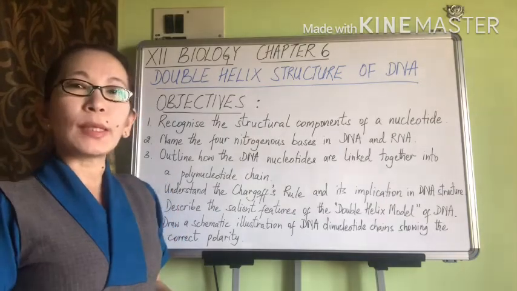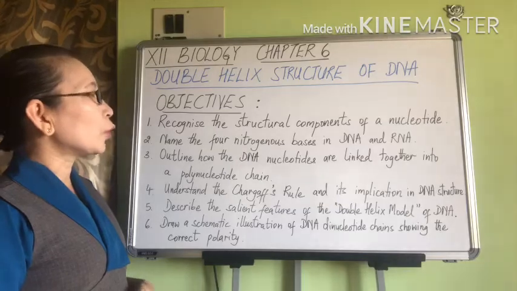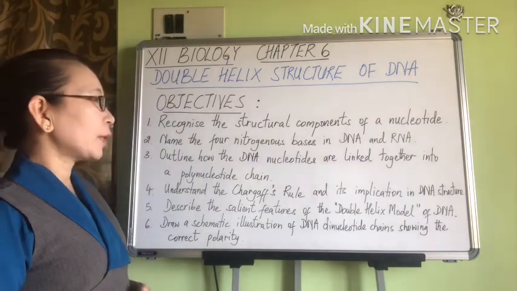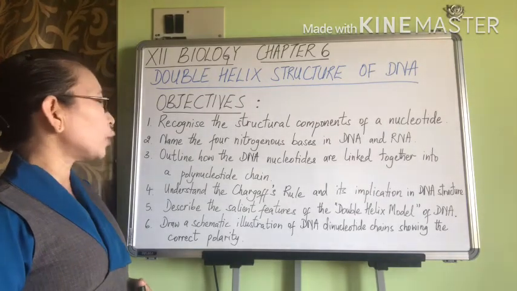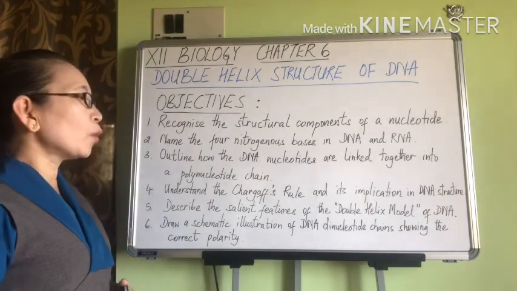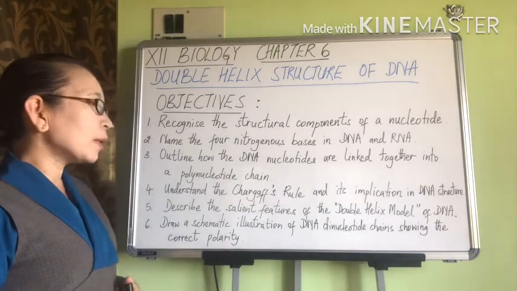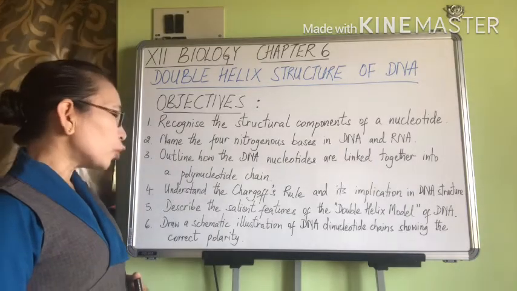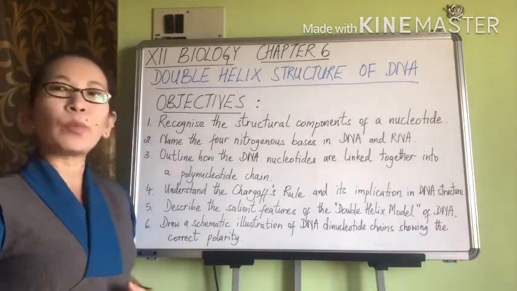And the learning goals of this session are: 1. Recognize the structural components of a nucleotide. 2. Name the 4 nitrogenous bases in DNA and RNA. 3. Outline how the DNA nucleotides are linked together into a polynucleotide chain. 4. Understand Chargaff's rule and its implication in DNA structure. 5. Describe the salient features of the double helix model of DNA. And 6. Draw a schematic illustration of DNA dinucleotide chains showing the correct polarity.